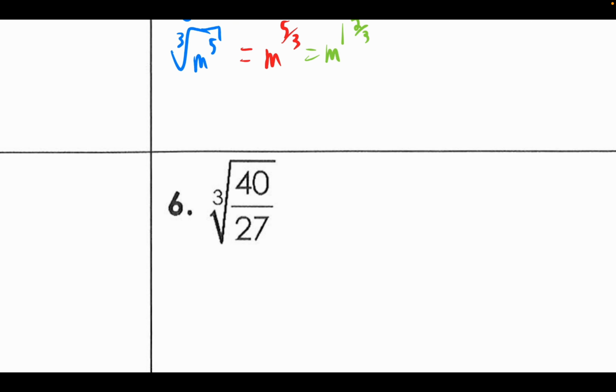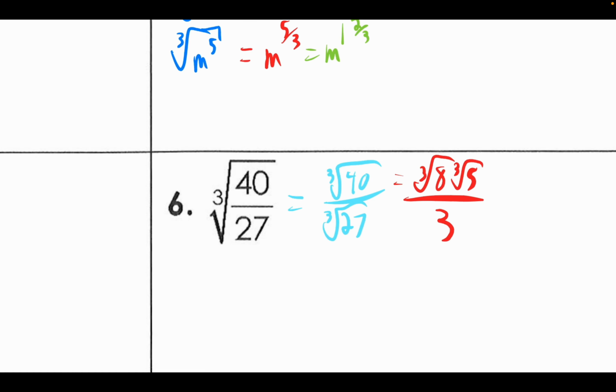Number 6, cube root of 40 over 27. We look to see, can we reduce 40 and 27? The answer is that we cannot reduce them. So we want to look for perfect cubes of each. So cube root of 40 over the cube root of 27. Cube root of 40 is the cube root of 8 times the cube root of 5. Cube root of 27 is just 3. So this becomes 2 times the cube root of 5 over 3.